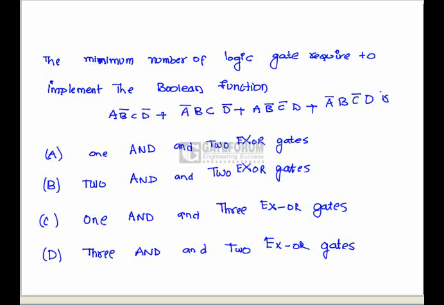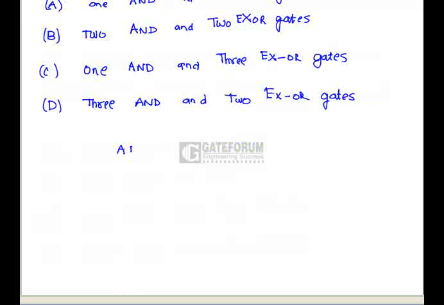Question: what is the minimum number of logic gates required to implement the following Boolean function? See, if we simplify the following Boolean function, we will represent this Boolean function as AB bar. If we take AB bar as common, CD bar plus C bar D, plus, if we take A bar B as common, CD bar plus C bar D.